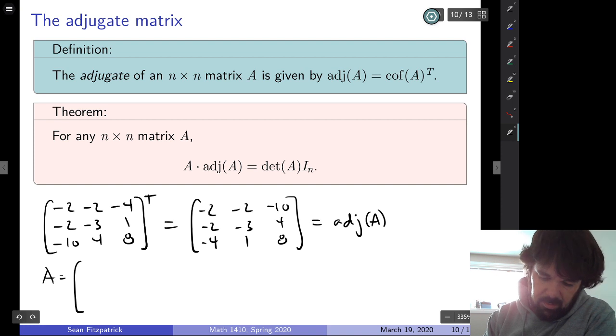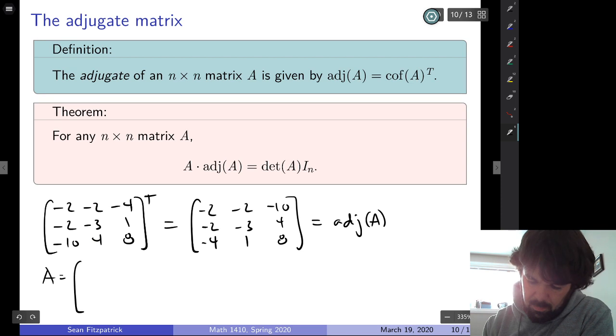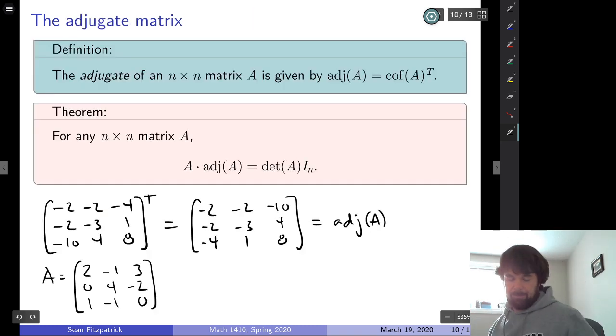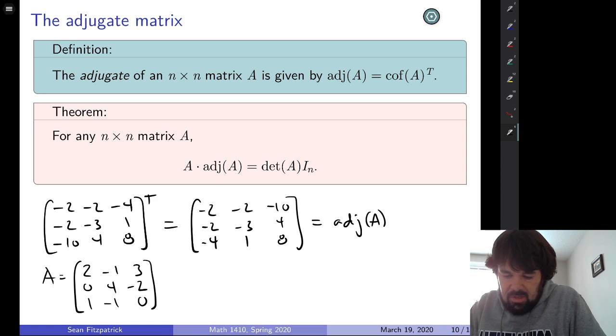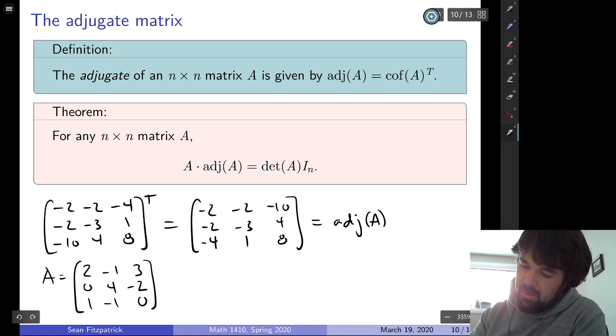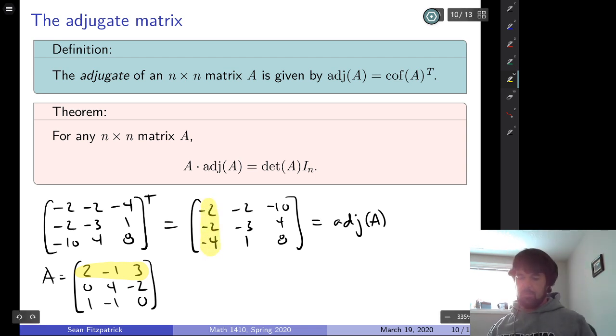where A was, let me remind myself on A, 2 minus 1, 3, 0, 4, minus 2, 1, minus 1, 0. Did I get that right? Yeah. Okay. Now, you can kind of play around and see what happens here. If you take, say, the first row of A and the first column of the adjugate, okay?